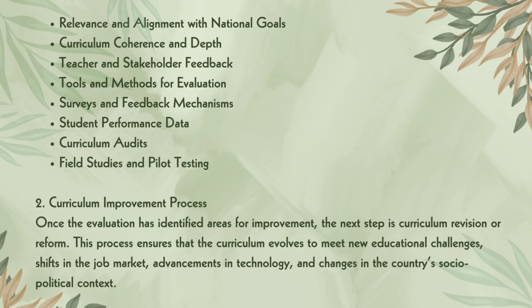Next, we have curriculum improvement process. Once the evaluation has identified areas for improvement, the next step is curriculum revision or reform. This process ensures that the curriculum evolves to meet new educational challenges, shifts in the job market, advancements in technology, and changes in the country's socio-political context.